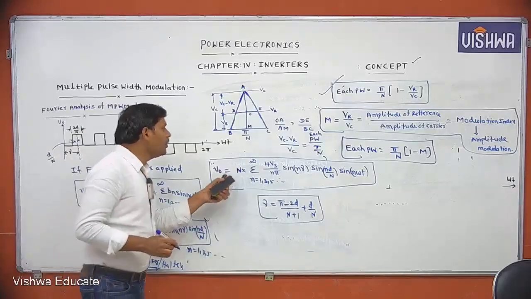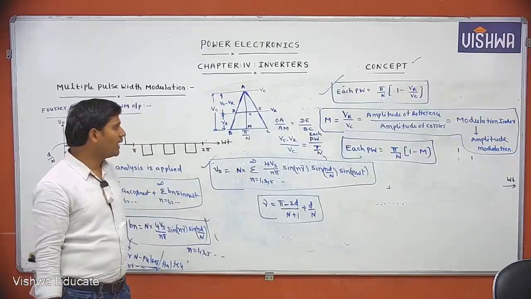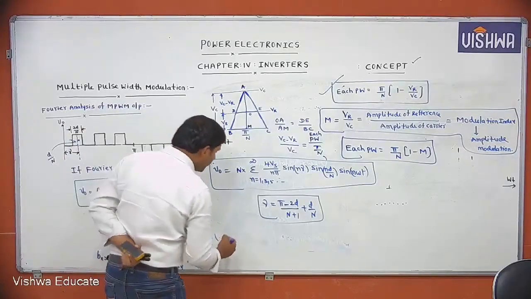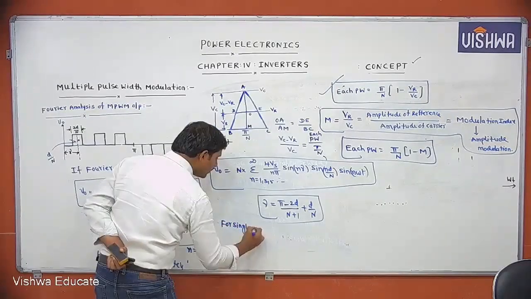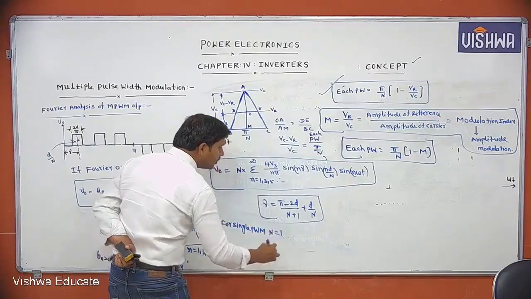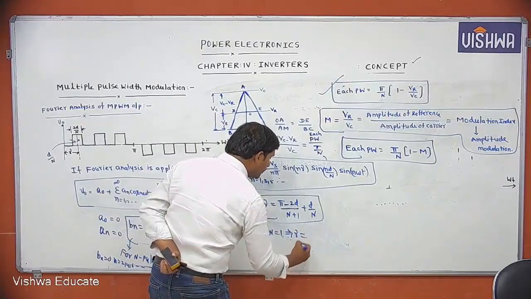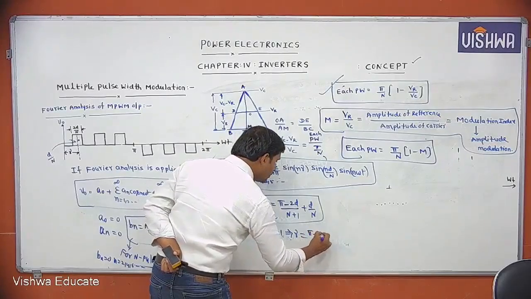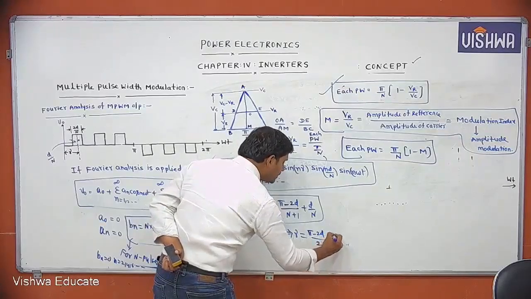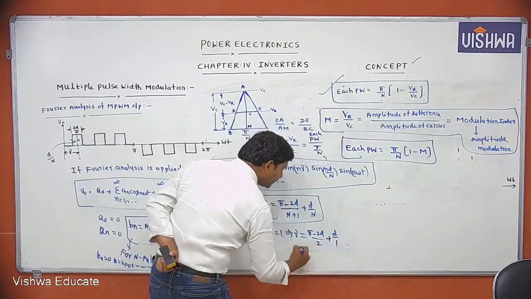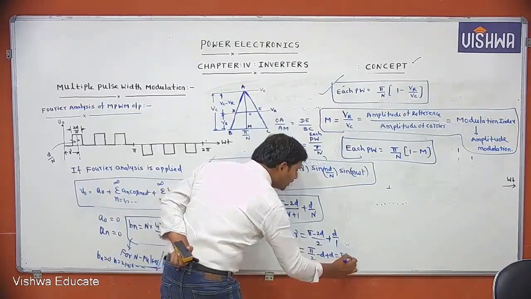This formula is applicable for any number of pulses. If you want to write it for single pulse width modulation, n equals 1. Then gamma equals pi minus 2d by n equals 2, plus d by 1. Then you get pi by 2 minus d plus d. How much do you get? Pi by 2.